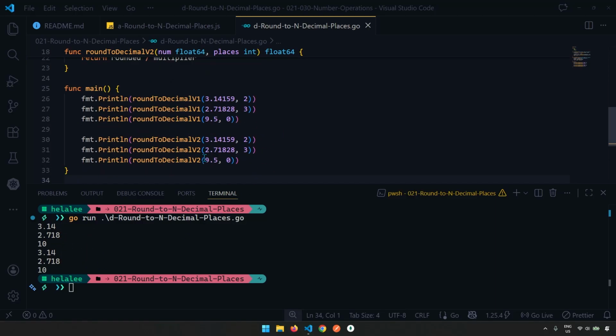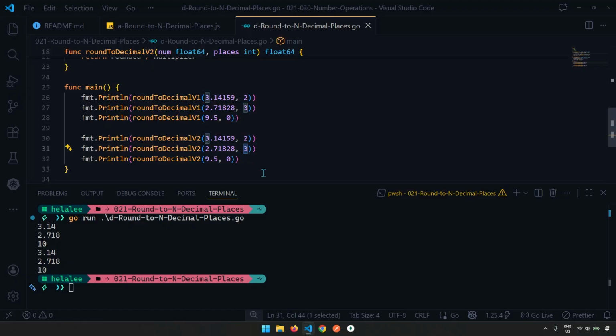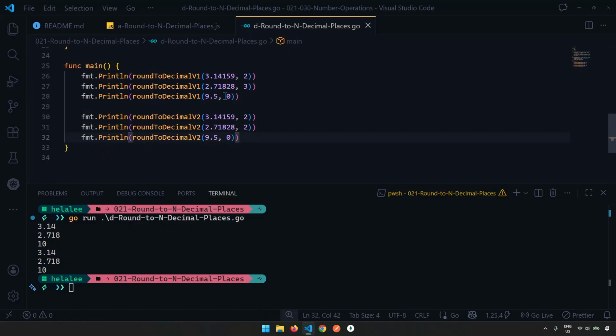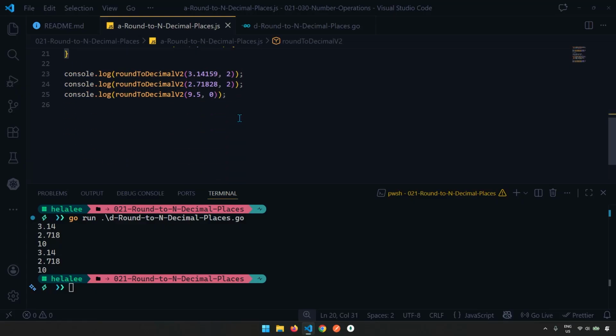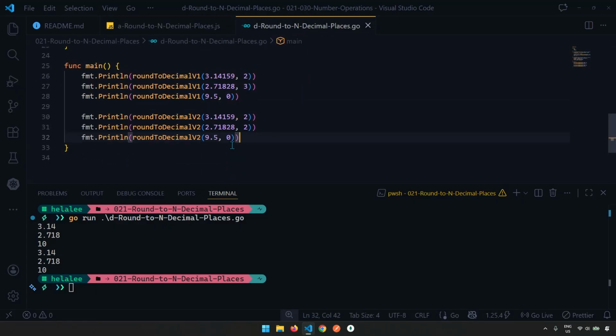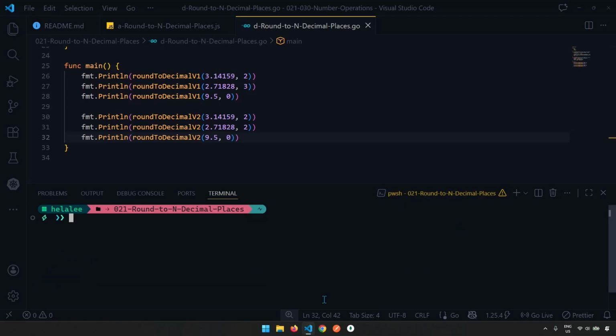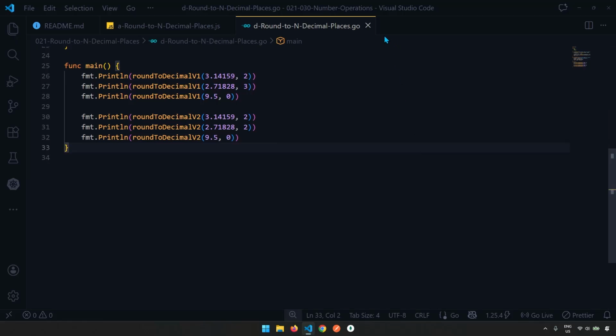For the second solution, we could limit the decimal places to 2. That makes it interesting. I'm going to do that. Oh, I have already done that for JavaScript. Cool. So now let's clear this up. Let's run this again. It works fine. So we have 3.14, 2.78, 10, 3.14, 2.72, and then 10. Very good. Very good. I'm very happy with this solution.